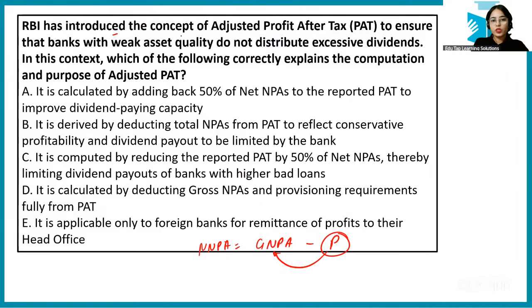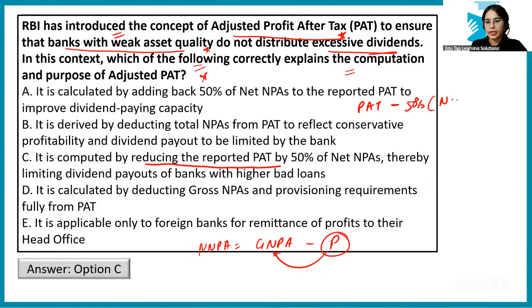RBI has introduced the concept of adjusted profit after tax to ensure that banks with weak asset quality do not distribute excessive dividends. Okay. In this context, which of the following correctly explains the computation and purpose of the adjusted profit after tax? So basically, what is the formula given by the RBI? It is reducing the reported profit after tax by 50% of the net NPA. So this is your adjusted profit after tax. Okay. So this is the idea.